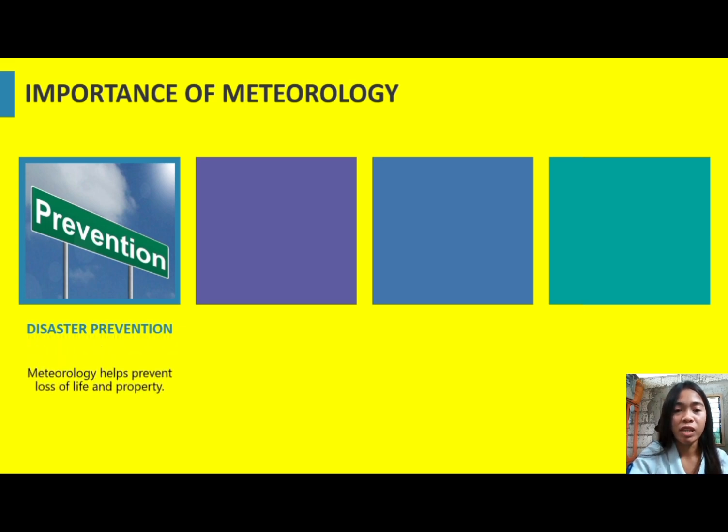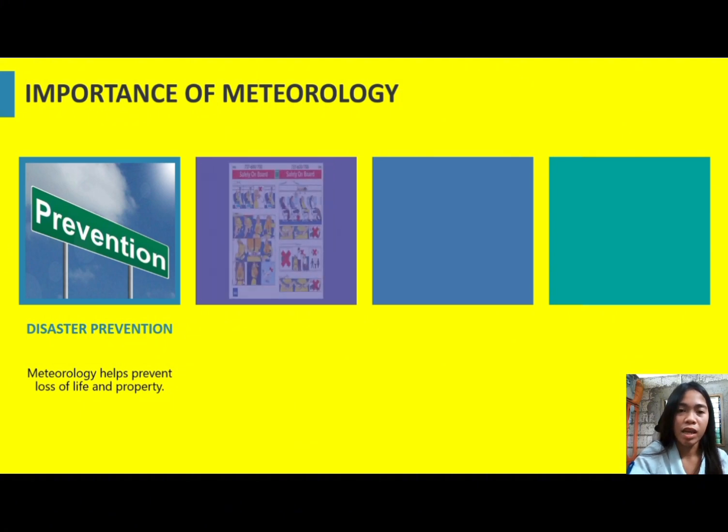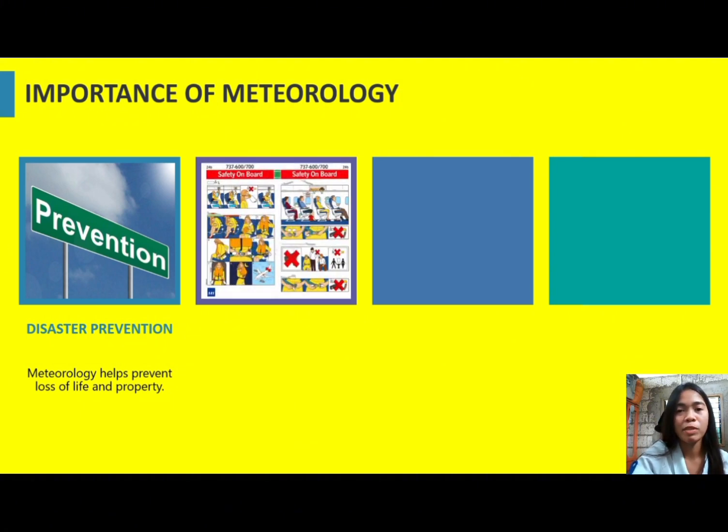In disaster prevention, meteorology helps prevent loss of life and property. In this aspect, meteorology helps predict and prepare for natural disasters like hurricanes, floods, and landslides, saving lives and property. Next, we have navigation safety.